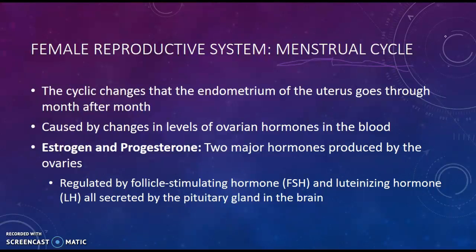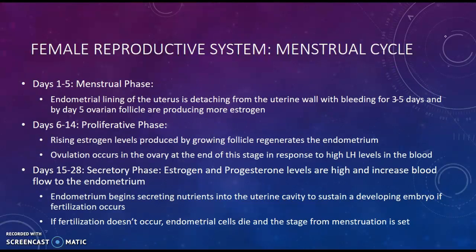Remember, that's a whole chain of events. So the hypothalamus is going to trigger FSH and LH to be secreted from the pituitary gland, which then is going to travel to these ovaries and cause an increase in estrogen and progesterone. So we're going to go through the days. Now, it's typically a 28-day cycle. That's what we refer to it as.